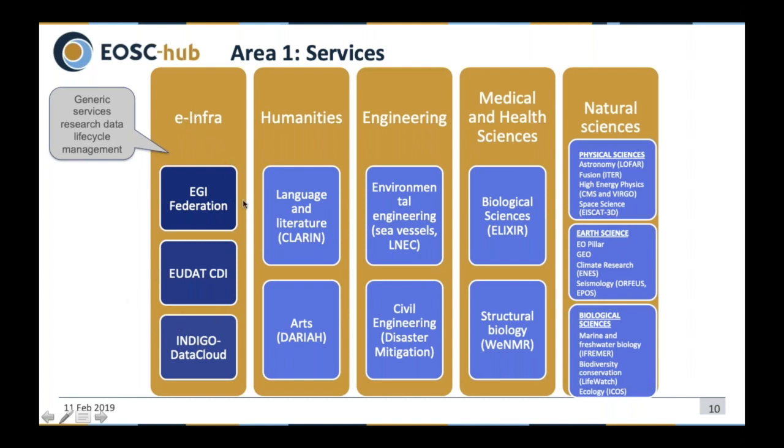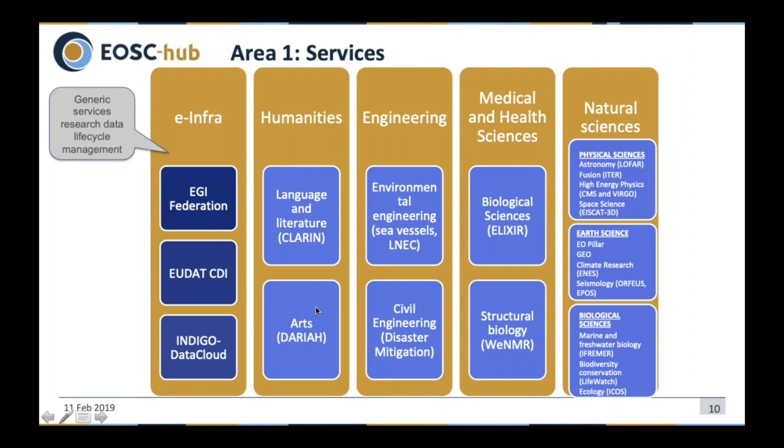One is the so-called e-infrastructure pillar, which incorporates generic services from EGI, EUDAT, INDIGO-DataCloud, and, as we move ahead, from other providers. These generic services provide capabilities that can be useful for any scientific discipline. I'm talking about baseline compute and baseline storage features that you can incorporate into your domain-specific activities.